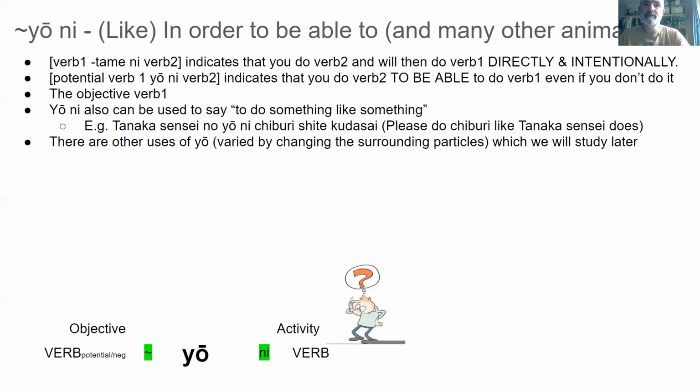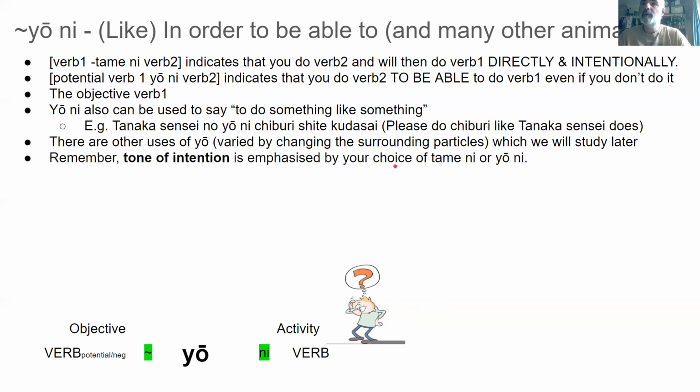And as I said, there are other uses of yoni, which vary by changing the surrounding particles, which we will study later. Now, whether you use tameni or yoni depends on both whether or not you are following the regulations of tameni, which means positive verb and the same subject, and also this kind of direct intentionality behind it as well. This is a feature of tameni, but you may choose to use yoni to talk about indirectiveness. So maybe you don't have complete control over the outcome.